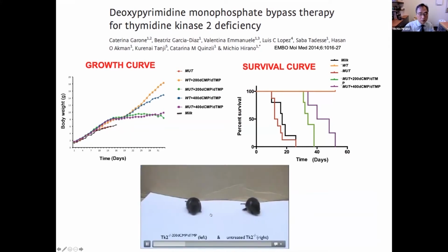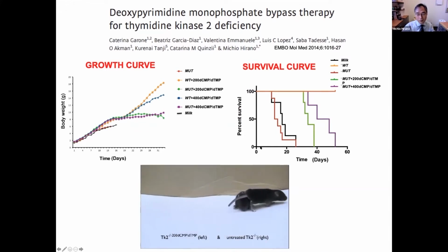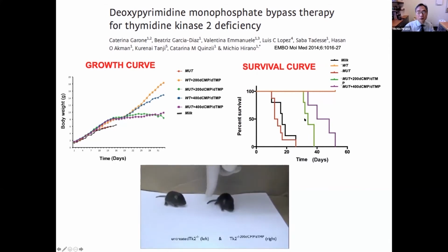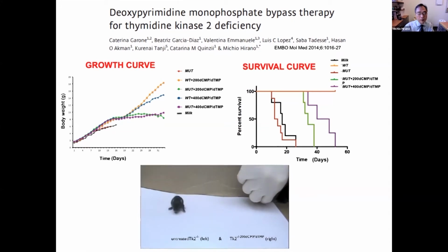And you can see that the mutant mice that are treated move better. Here is an untreated mouse. You can see his coarse tremor. There's the other one when he's stimulated, starts moving better. And of course, with that motor improvement, you can see survival improving 2 to 3-fold in a dose-dependent fashion. So that was very encouraging for us.